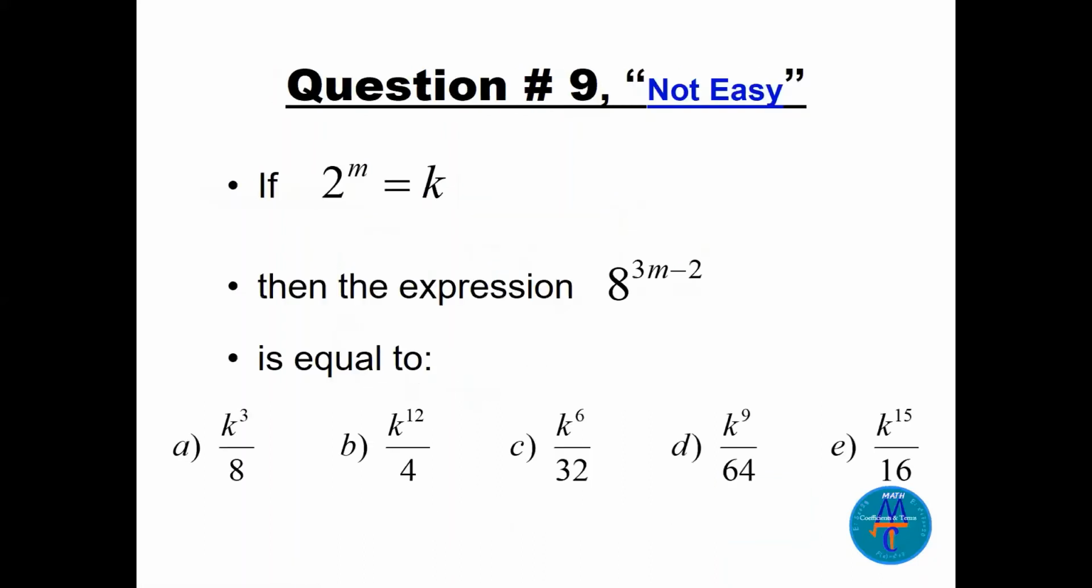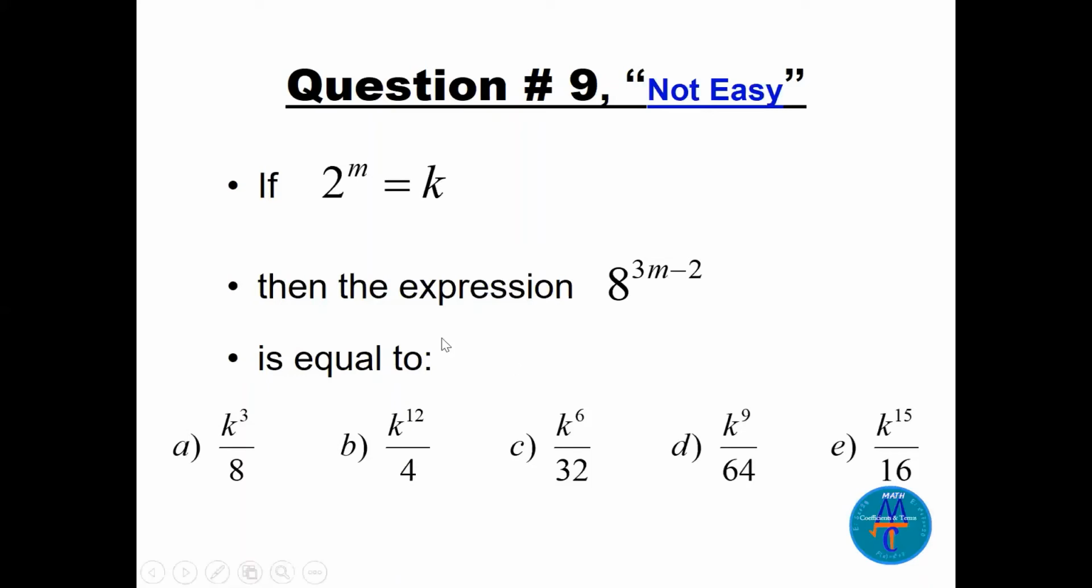Nice answer. Question 9, not easy, about exponents. If 2 to the power m is equal to k, find the value of the expression here, 8 to the power 3m minus 2, in terms of k. We have choices a, b, c, d, e. This is a multiple choice question. We can sometimes have MCQ questions.